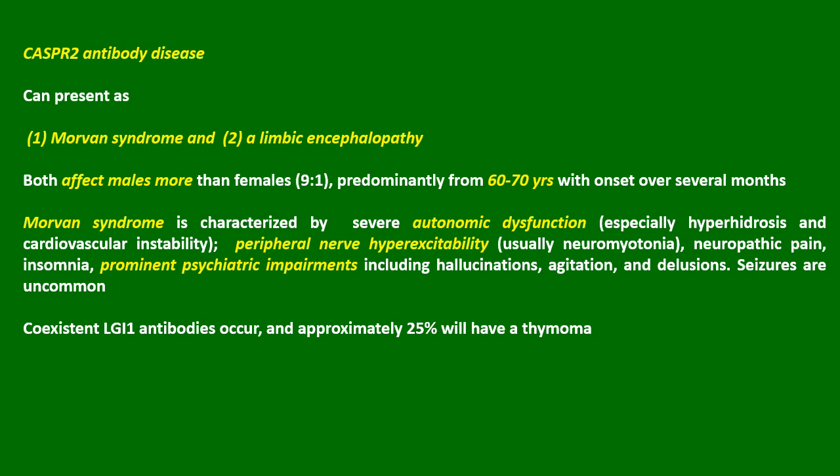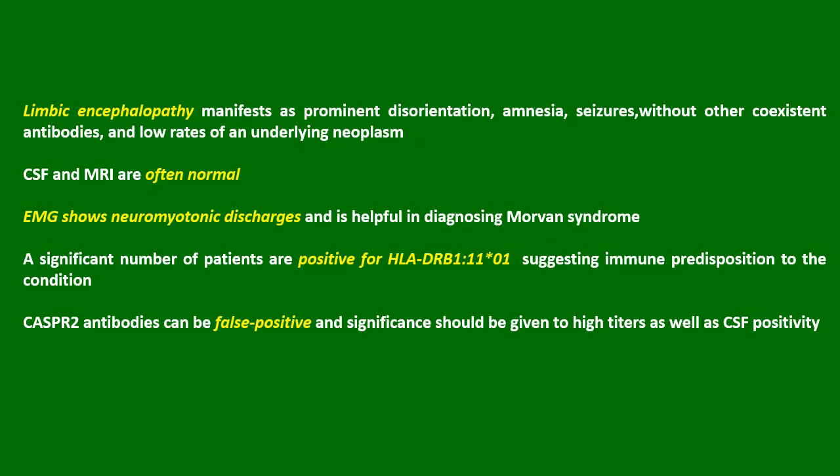Seizures are uncommon. Coexistent LGI1 antibodies occur and approximately 25% will have a thymoma. Limbic encephalopathy manifests as prominent disorientation, amnesia, seizures without other coexistent antibodies, and low rates of an underlying neoplasm. CSF and MRI are often normal.